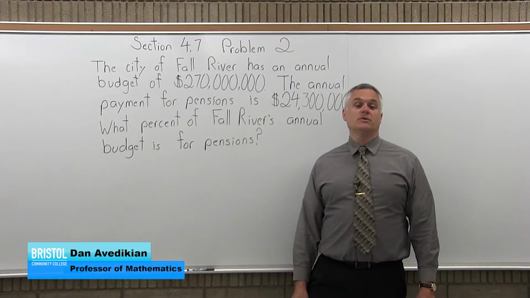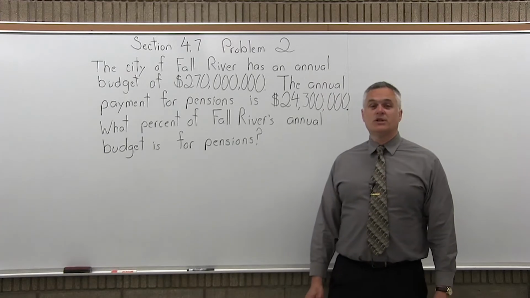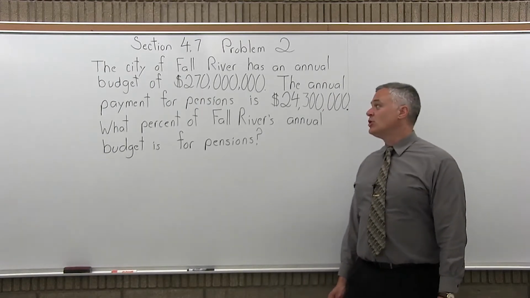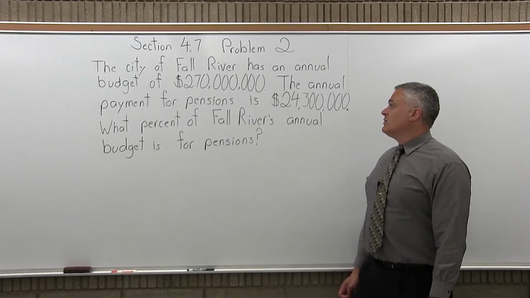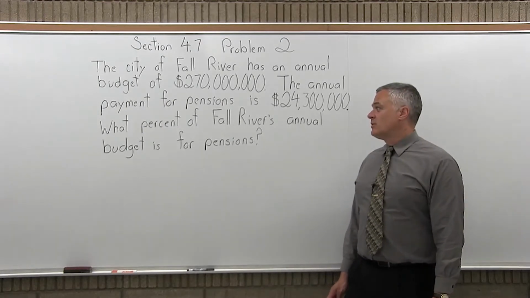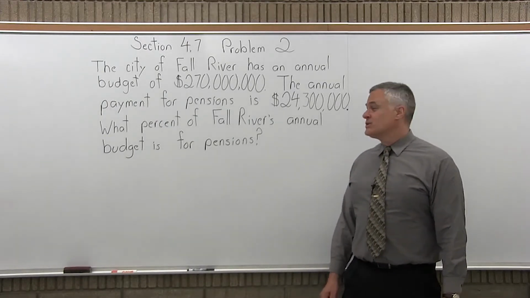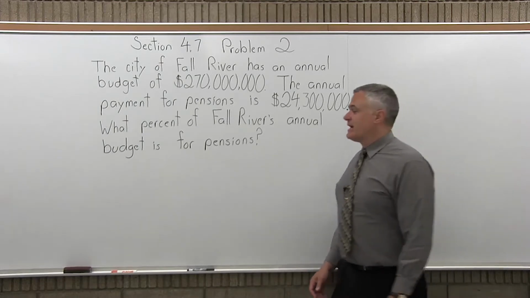This is Section 4.7, Problem 2. It says the City of Fall River has an annual budget of $270 million. The annual payment for pensions is $24,300,000. What percent of Fall River's annual budget is for pensions? So, this is an interesting application problem.